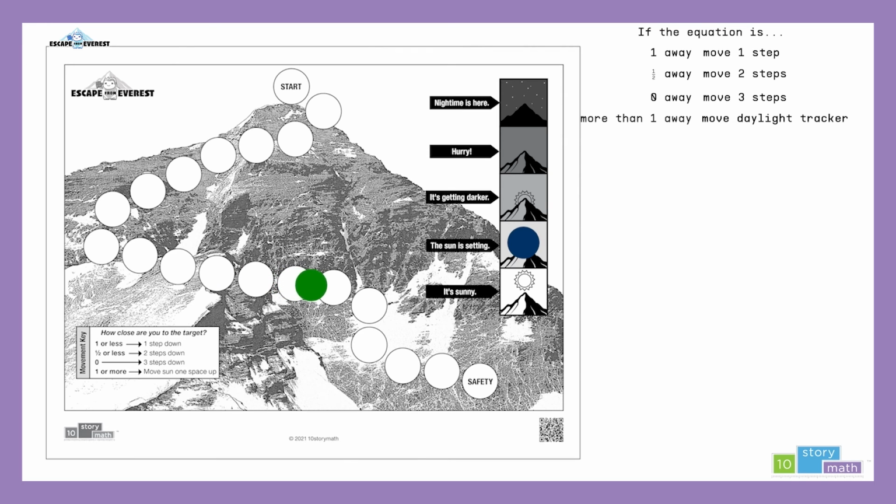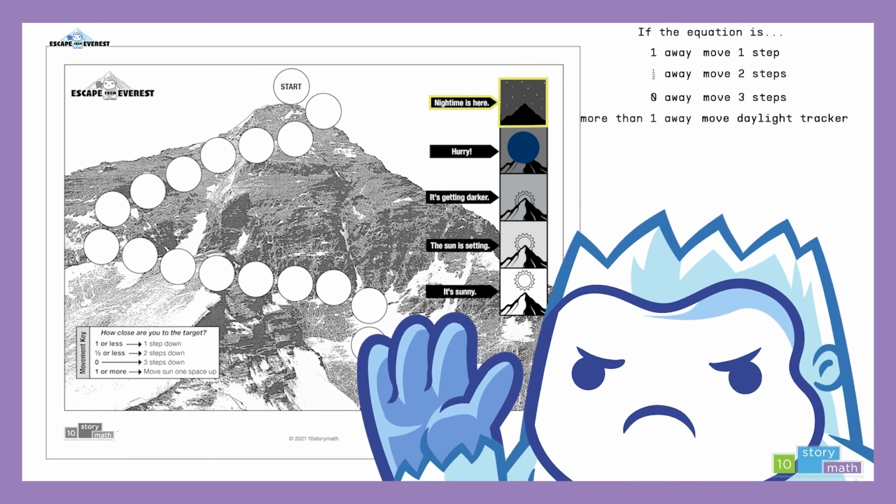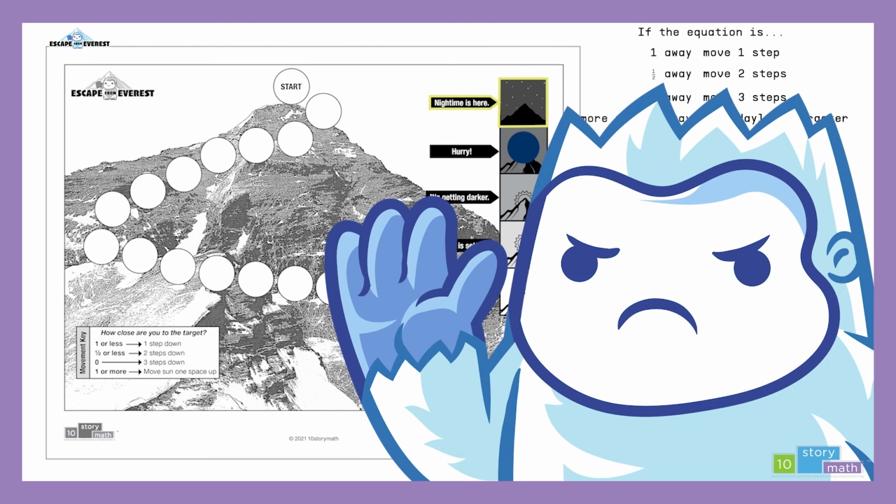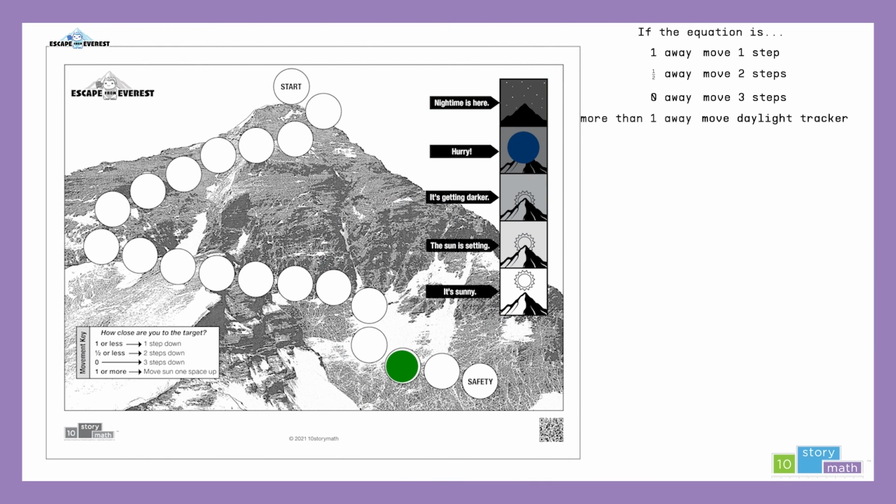Work your way, step by step, down the mountain, trying to reach the safety zone before nightfall. If the token on the daylight tracker reaches that top box that says, "Nighttime is here," that means the snow monster has caught you. But if you can get that green chip to the safety zone before nighttime, all hikers survive. Time to celebrate.